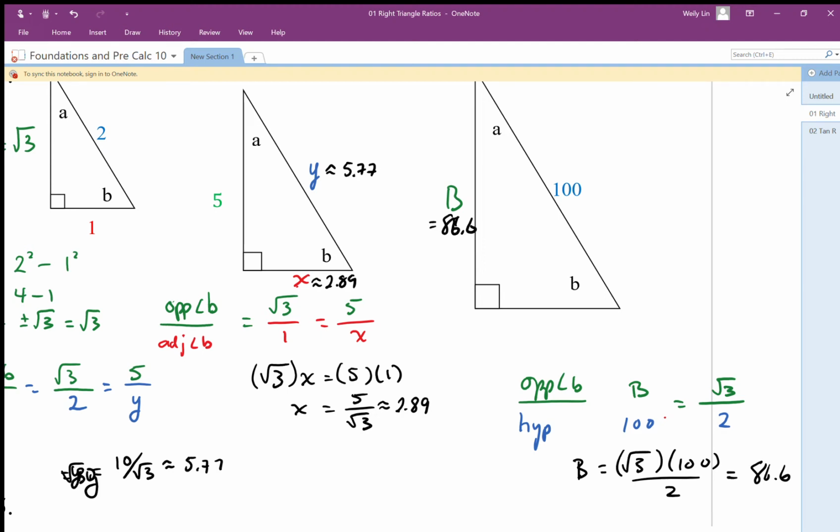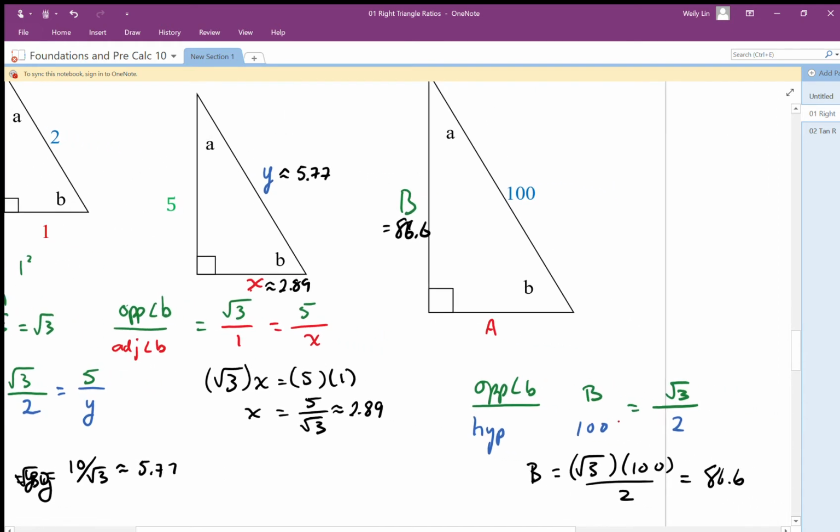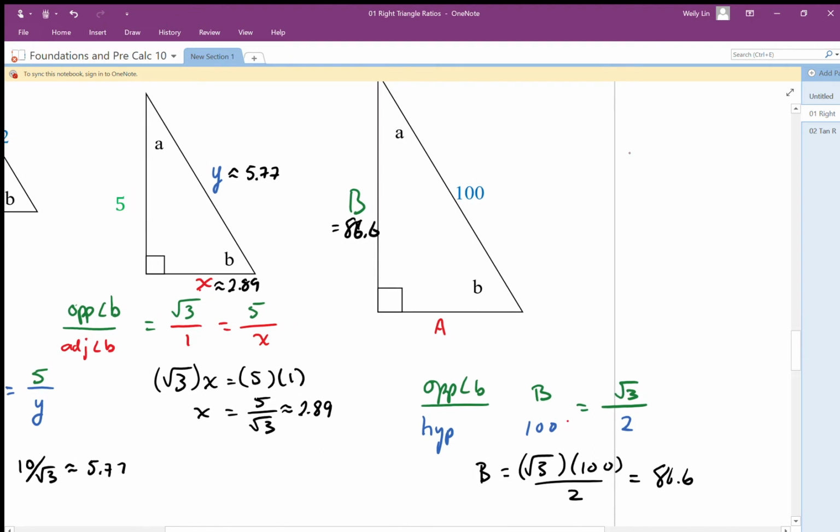For solving for side A, which is adjacent to angle B, we'll use these two sides: the known side of 100 and this unknown side A, which is adjacent to angle B. We'll compare the same two sides in the known triangle of 2 and 1. So again, I'm going to write down the actual ratio, the actual side, which is adjacent to angle B, over hypotenuse.